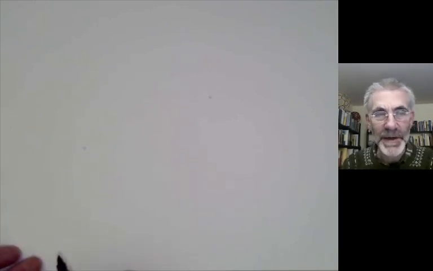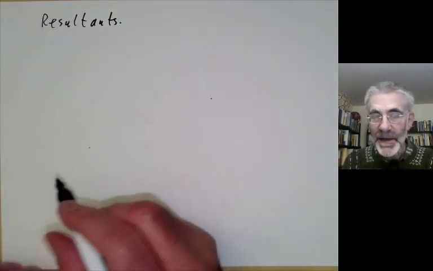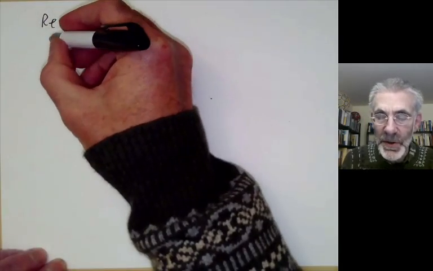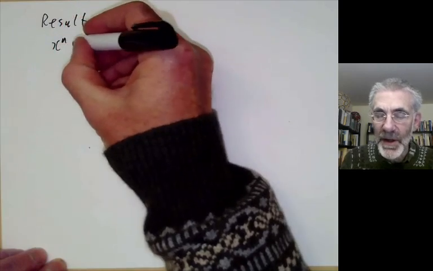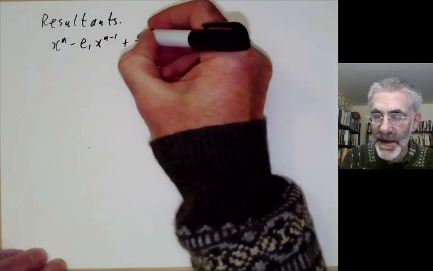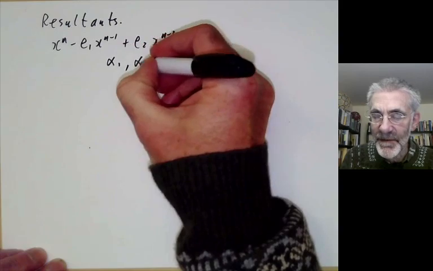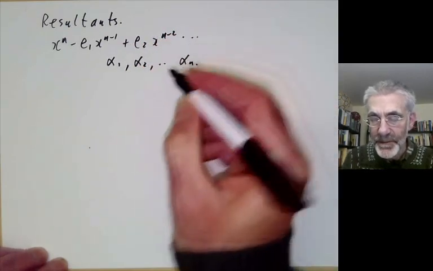This lecture is part of a series of online lectures about rings and modules and will be about resultants. So for motivation, I'll start by recalling some things from the previous lecture. What we were doing is we were looking at a polynomial x^n - e1 x^(n-1) + e2 x^(n-2) and so on, which had roots alpha 1, alpha 2 up to alpha n.